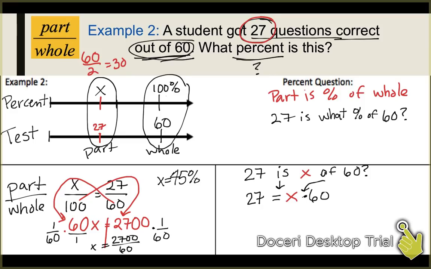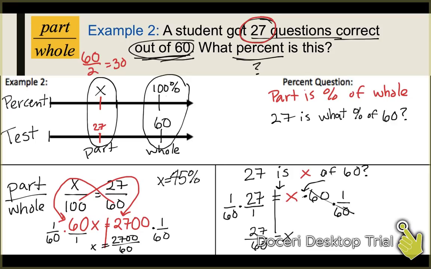Because I need to get x by itself, which means that I have to use the multiplicative inverse. So I'm going to have to multiply each side by 1 over 60. Okay, so these cancel each other out, and I'm now left over here with 1 over 60 times 27 over 1. So now I have 27 over 60 is equal to x.